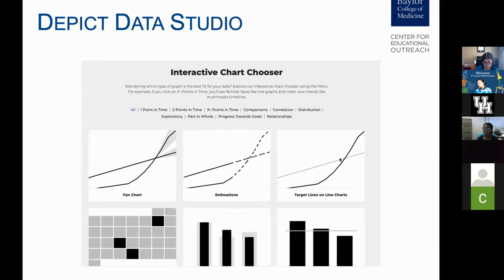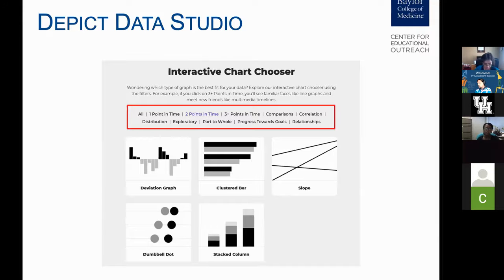Depict Data Studio is another visualization tool. This is probably for more advanced users who have a better idea of what they're looking for. And their data, they can say, okay, I'm measuring 2 time points and I've got this kind of data, and it shows you all the different kinds of approaches that you might want to take.